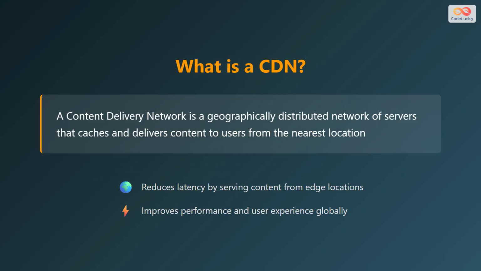Let's start with the basics. A content delivery network, or CDN, is a geographically distributed network of servers that caches and delivers content to users from the nearest location. The primary benefit is that it reduces latency by serving content from edge locations close to the user, rather than forcing every request to travel back to a central origin server. This improves performance dramatically and enhances the user experience globally, especially for users who are geographically distant from your main servers.